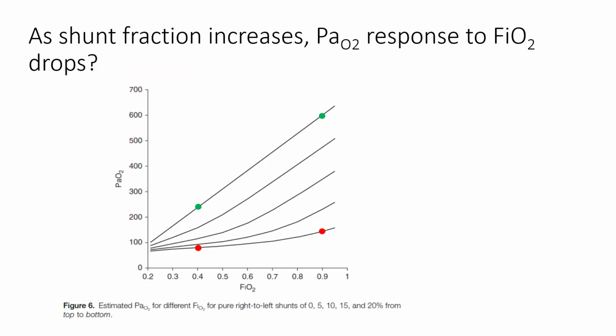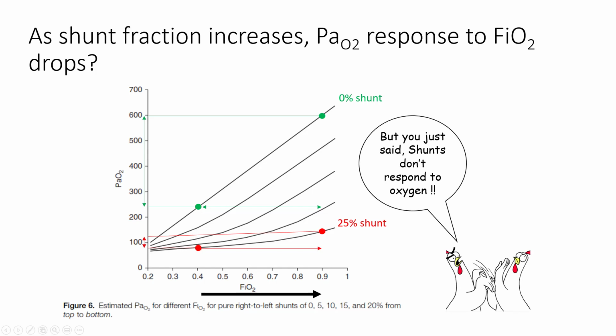One other interesting thing about shunt is as the shunt fraction increases, the PO2 response to the FiO2 drops. And this is one of the ways you can also figure out if the shunt is present or not. In this case, you increase your FiO2 from 0.4 to 0.9 in a patient with 0% shunt, and you can see that the PO2 improves from 250 to around 600. However, in a person with 25% shunt, the increase in the PO2 is only from 80 to 120 for the same degree of increase in FiO2.